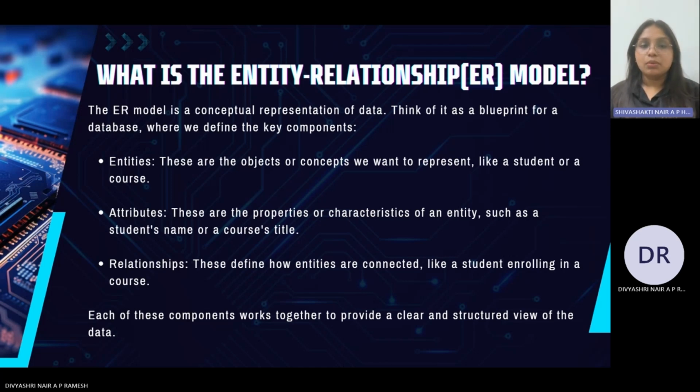Next, we have attributes, which describe the properties of these entities. For example, a student might have attributes like their name or ID, and a course might have attributes like its title or duration. Finally, we have relationships, which define how entities are connected. For instance, a student enrolling in a course is an example of a relationship. Each of these components work together to provide a clear, structured view of the data, making it easier to design and manage databases.